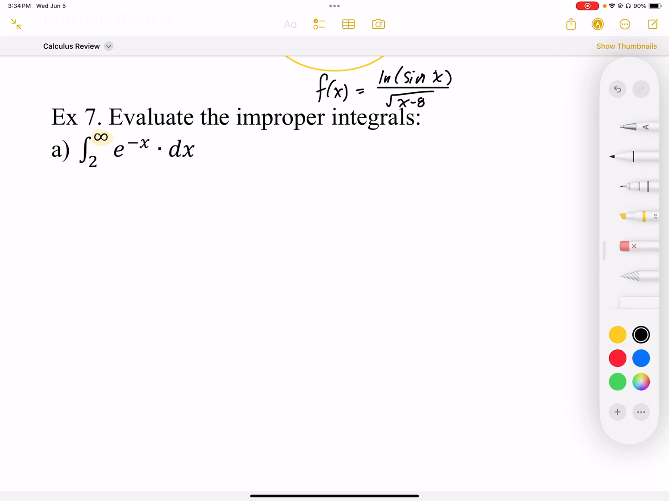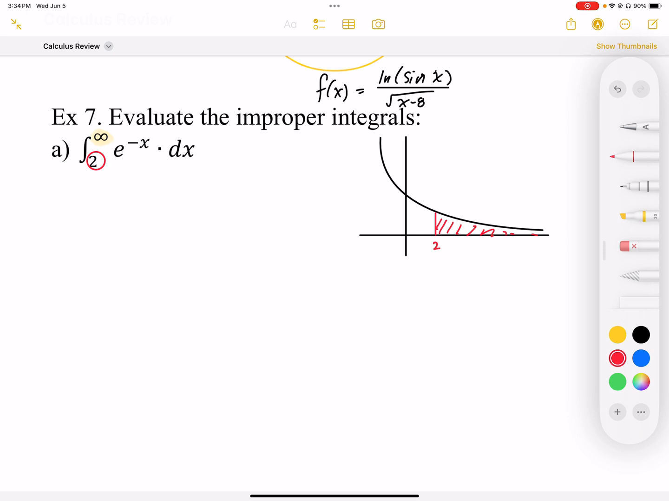So here I have this function, e to the negative x. If I can imagine what that looks like, that is a negative exponent, so that means that it is an exponential decay curve, something like that. And I want to integrate this from 2 to infinity. So it's going to go out like that. Okay, so it's going to be that area in there.